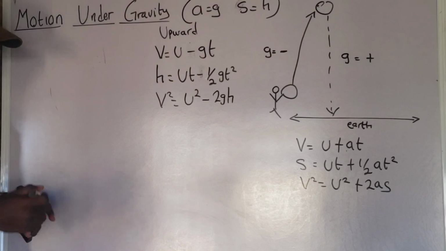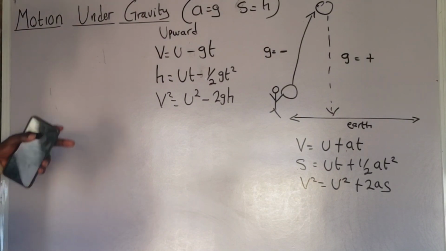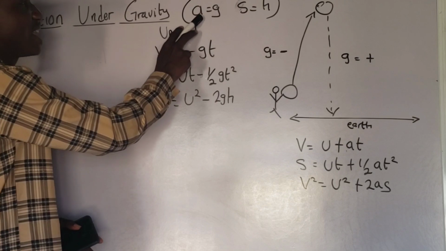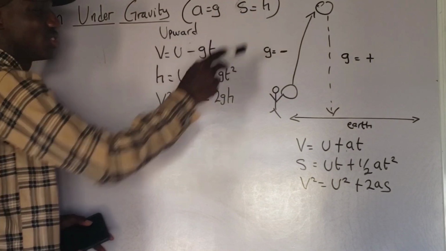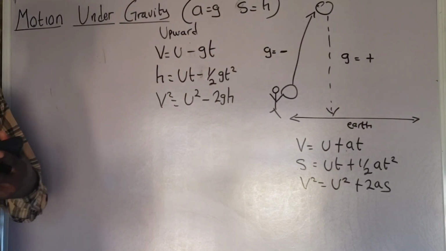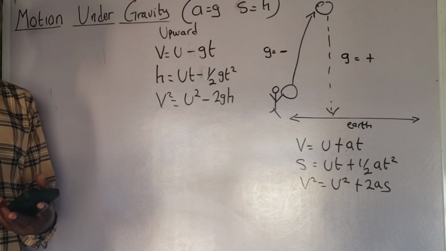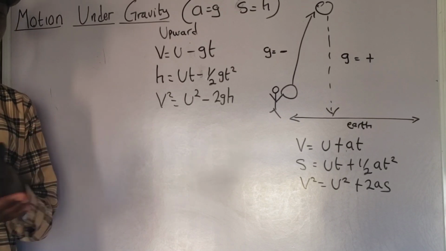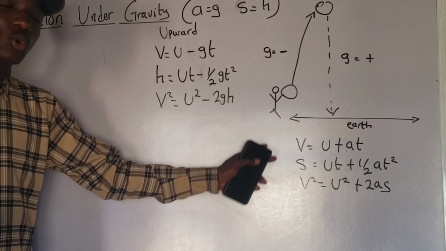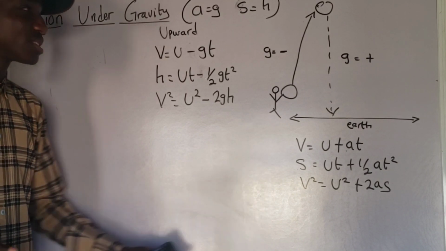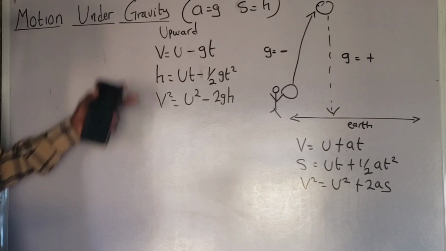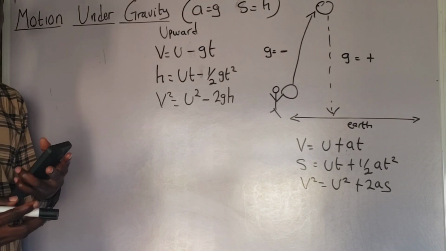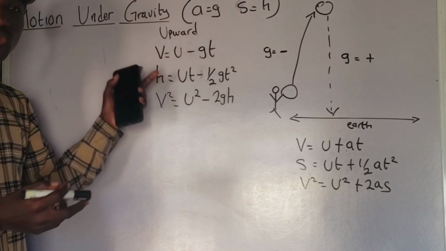You can see that there are two parameters that change: a equals g and s equals h. That is why I want you to be consistent. If you pay attention to our previous class on uniformly accelerated motion, you will see that we talked about this. We learned how to derive this. But now we are dealing with motion under gravity. Motion under gravity deals with height, and gravity is what changes the equation.